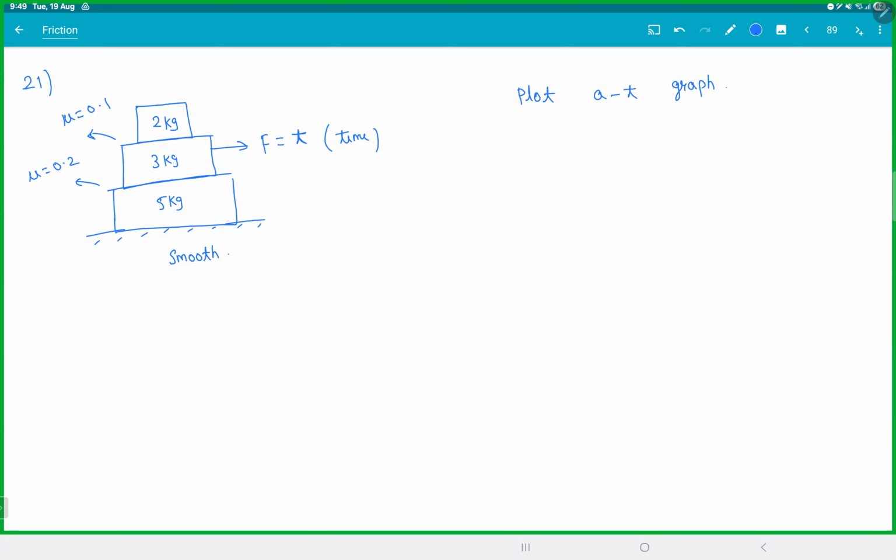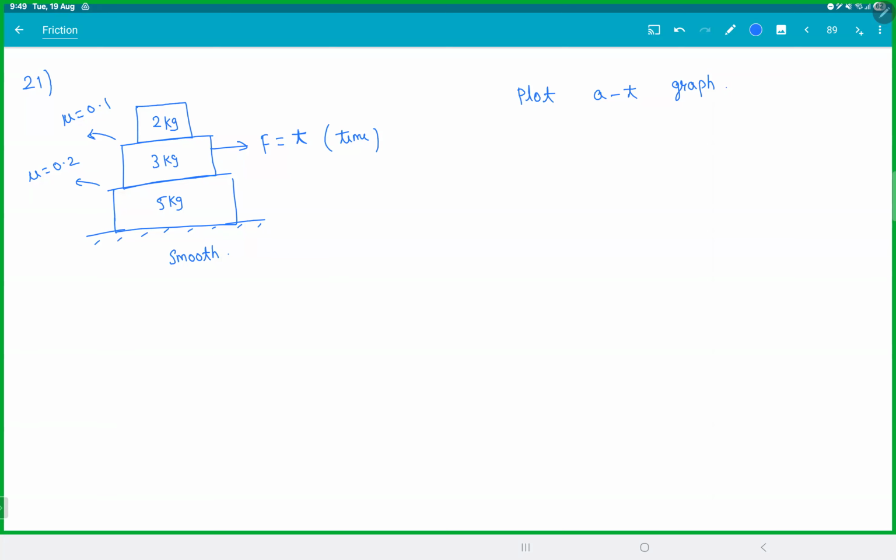Why will there be no movement? Ground is smooth. Even if you apply 0.1 Newton, the whole system will move. There is no one to stop it. If you take the whole thing as one system, who is stopping the system from moving? Ground is smooth. All the frictions are internal.